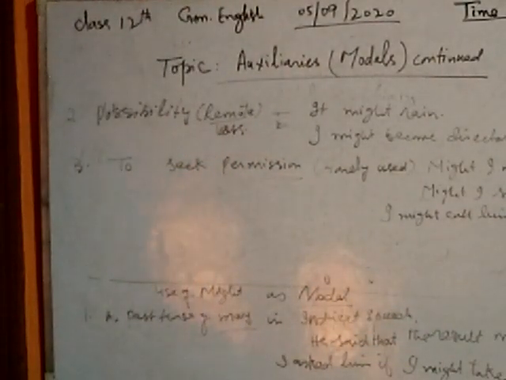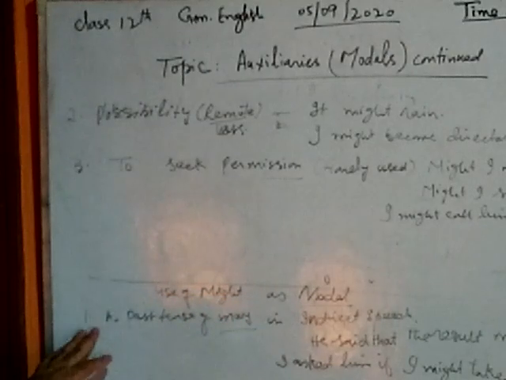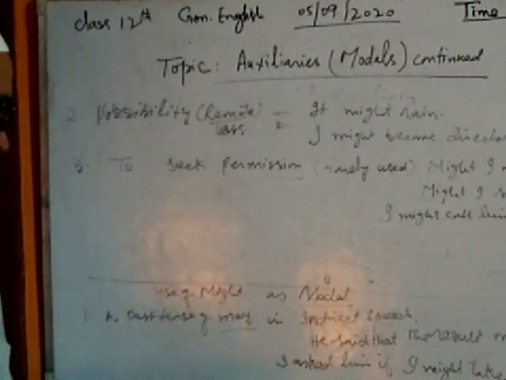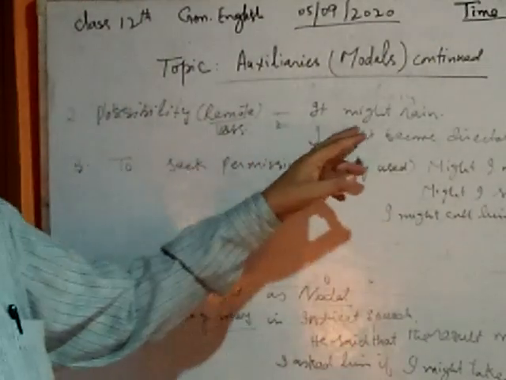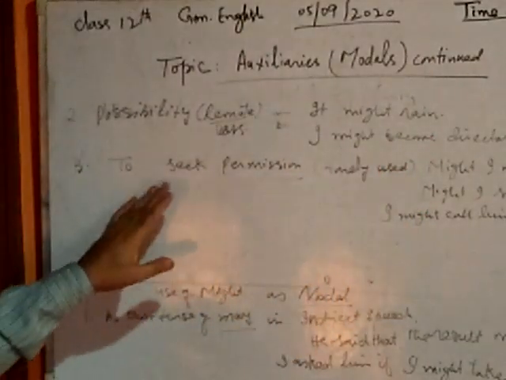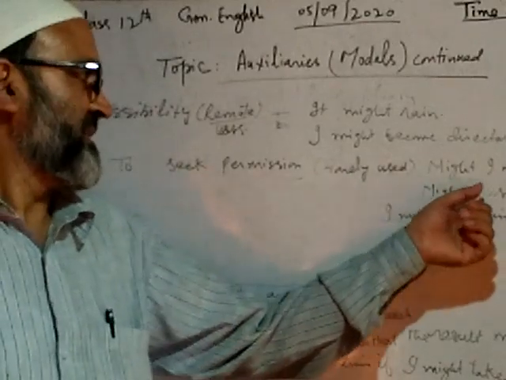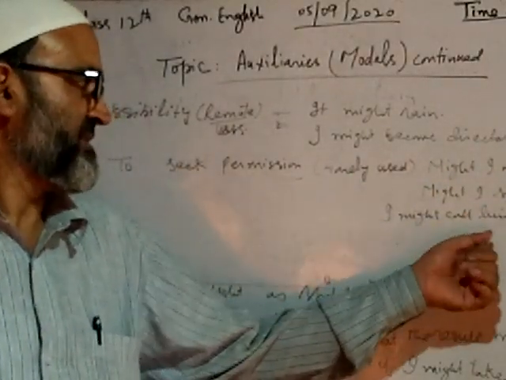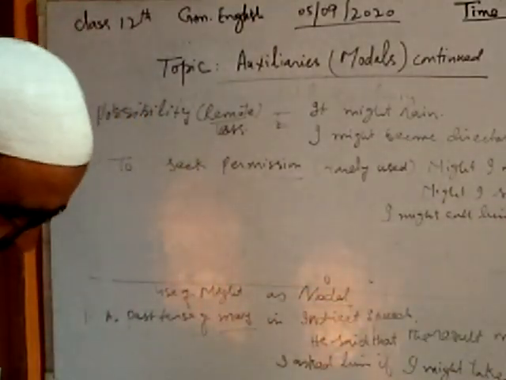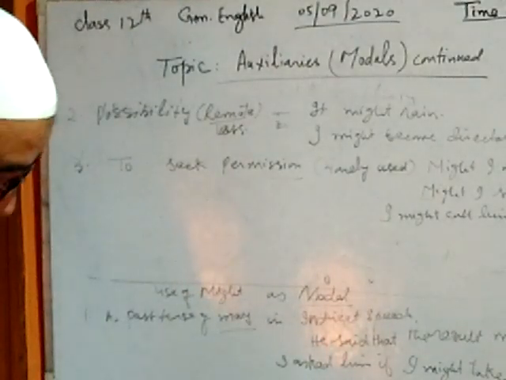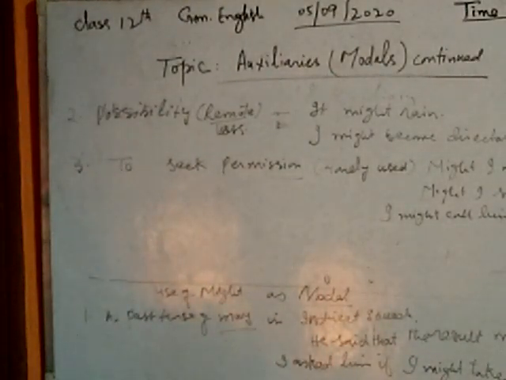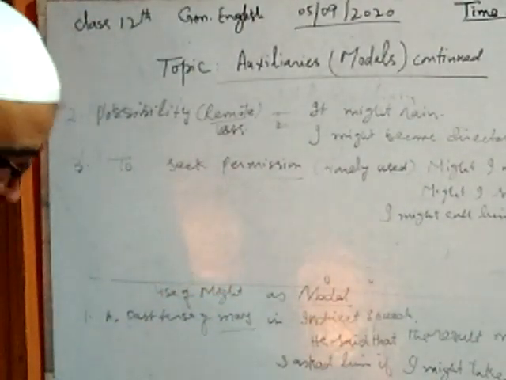Yes, here you saw three uses of might as modal. First, as past tense of may in indirect speech. Second, possibility, but it is remote or less possibility: it might rain, I might become director next year. Third, to seek permission, but it is rarely used: might I make a suggestion? Might I smoke here? Yes, I feel today it is enough. In the next lecture, we will learn use of would and other modal auxiliaries. Yes, dear students.